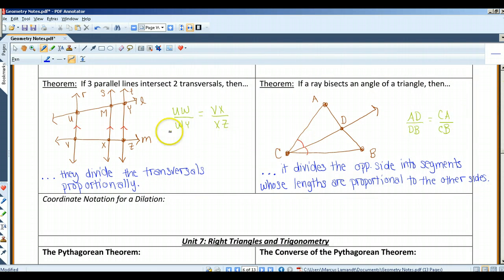Okay, if three parallel lines intersect two transversals, then they divide the transversals proportionally. So for example, here I have three parallel lines and two transversals, L and M.